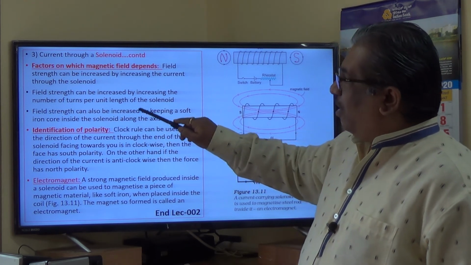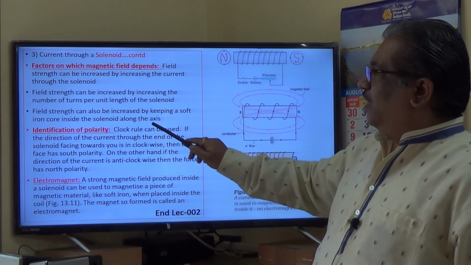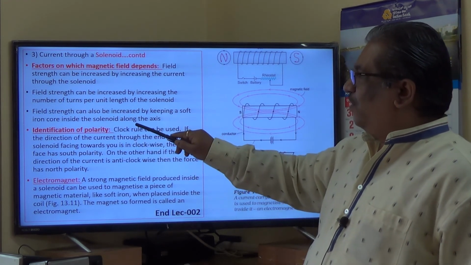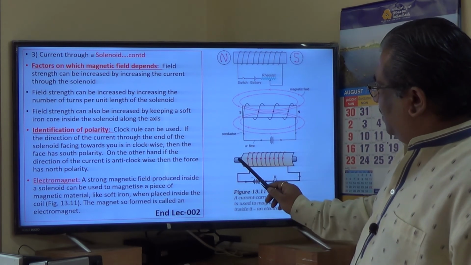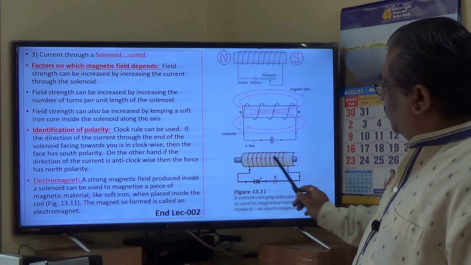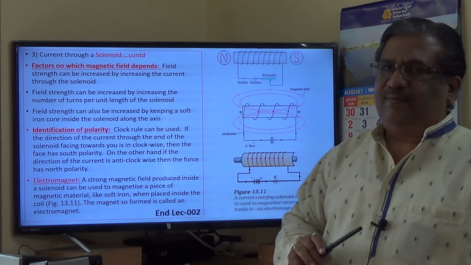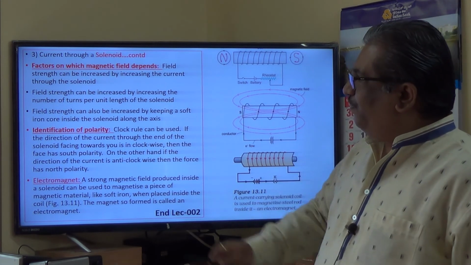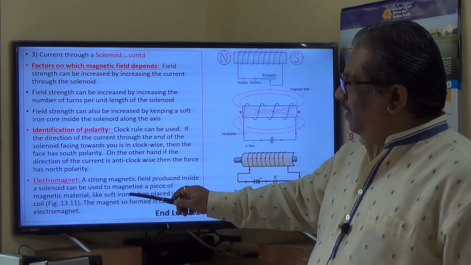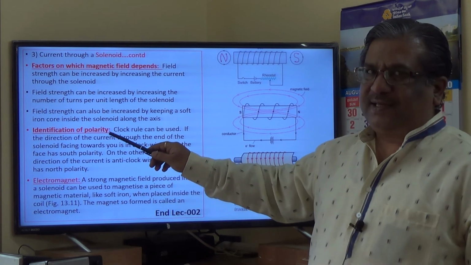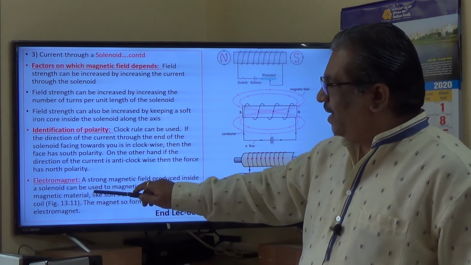Field strength can also be increased by keeping a soft iron core inside the solenoid along the axis. This is a soft iron core, placed inside it. In this case, the magnetic field strength of this entire assembly can be increased. Okay. Identification of the polarity I'll discuss on the board. Electromagnet.